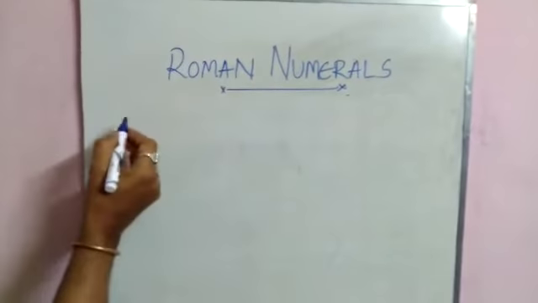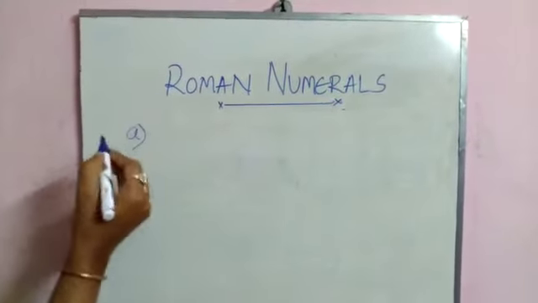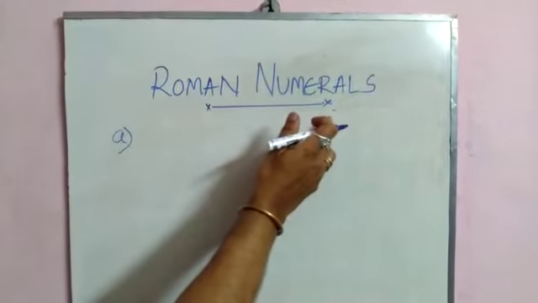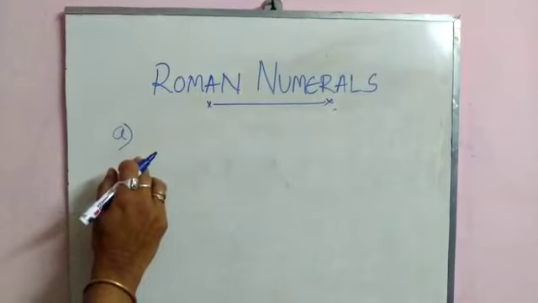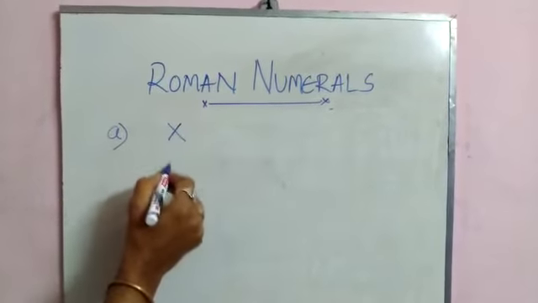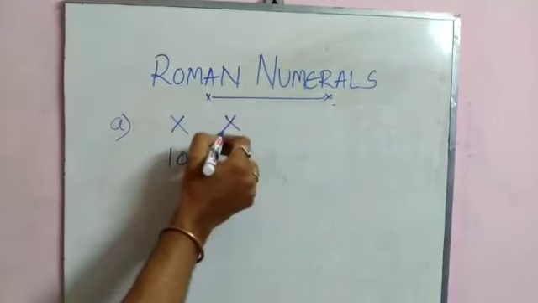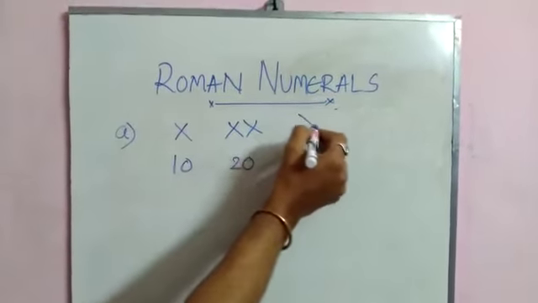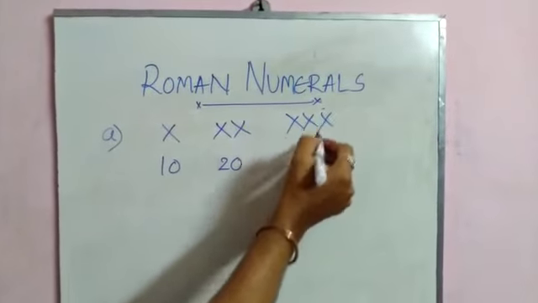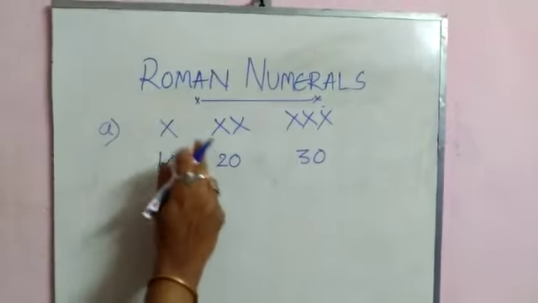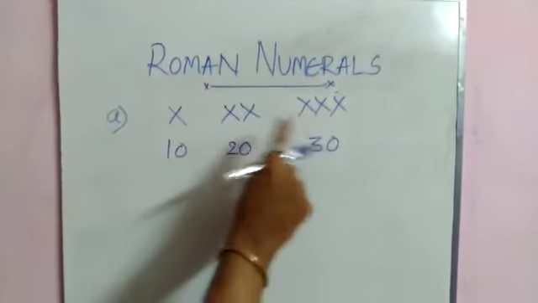There are some rules to write the Roman numbers. Rule number one: if a symbol is repeated, just now I have explained, this is 10. If the symbol is repeated, this will become 20. Suppose I write 10, 10, 10. So what will this be? 30. That means if the symbol is repeated, that will be added.